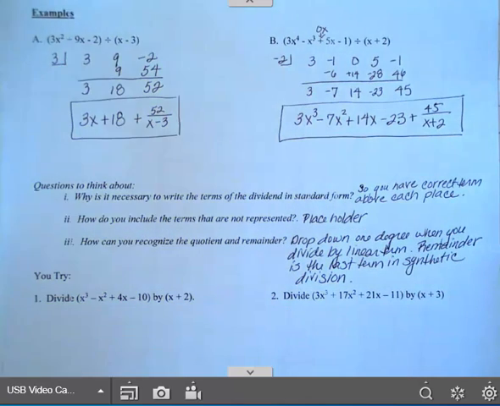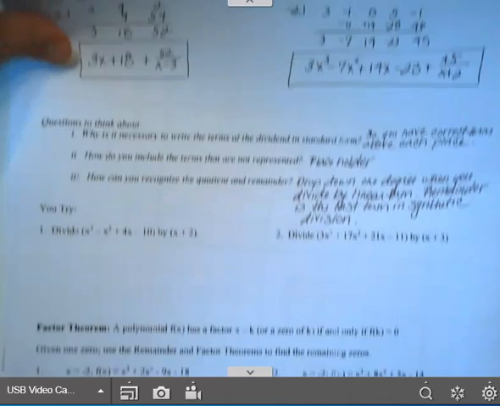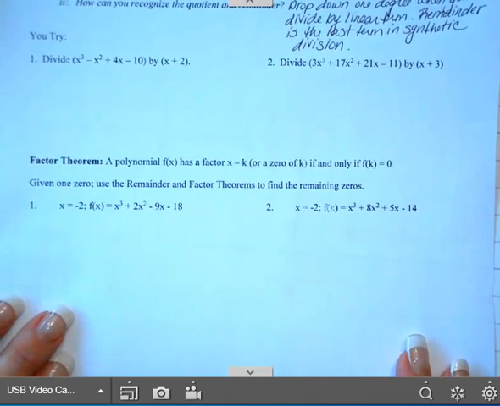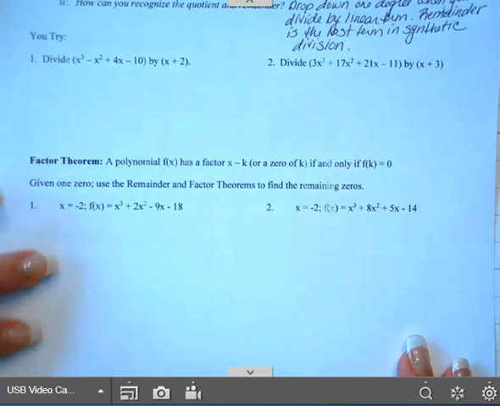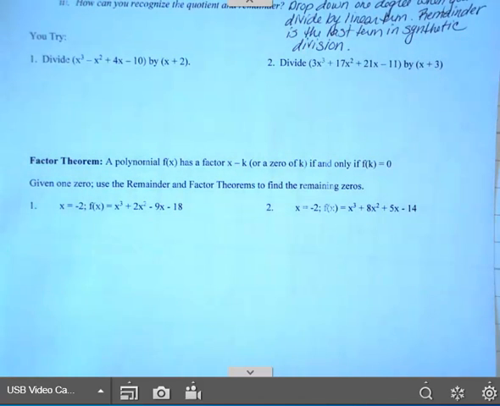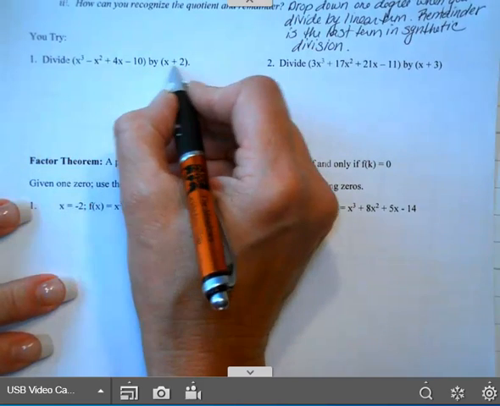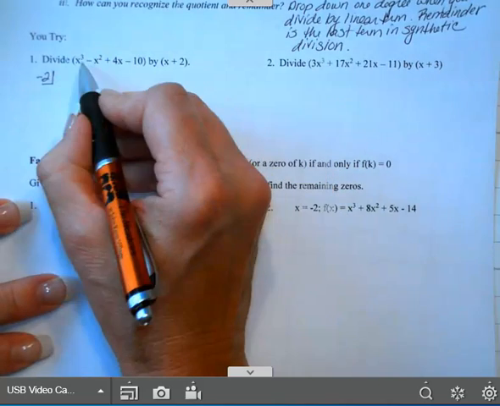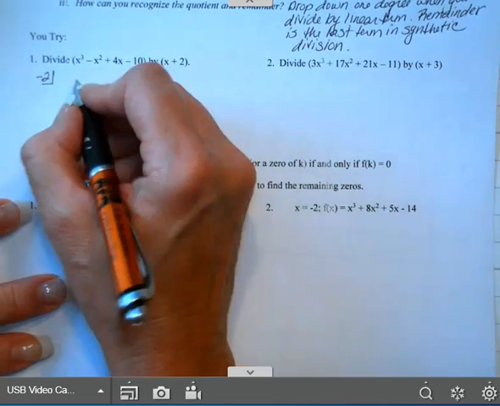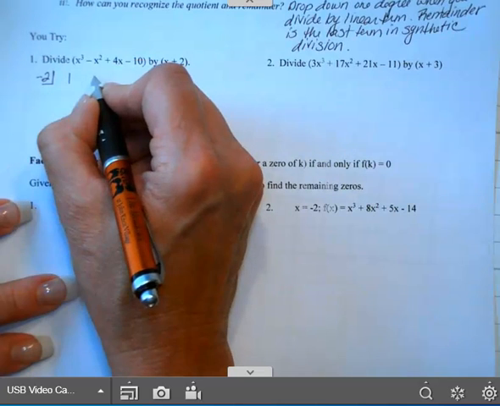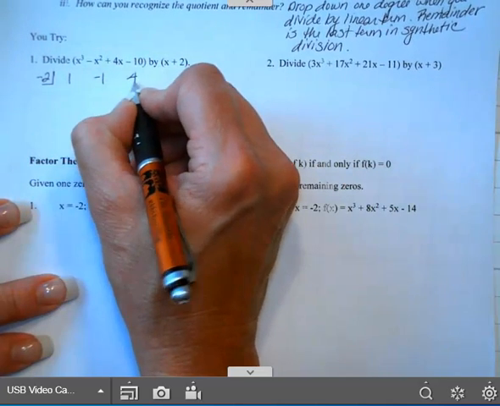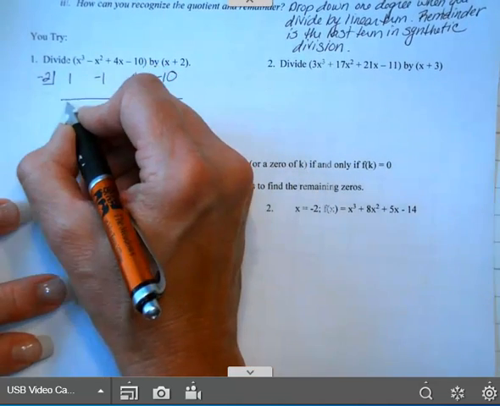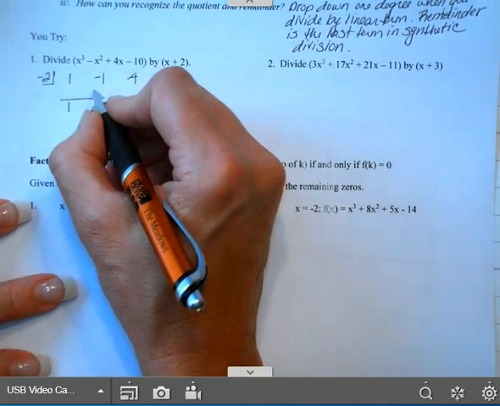Go ahead and pause this video and see if you can do the next two examples. Hopefully you paused it. On this one, the divisor, x plus 2, what makes that 0 is negative 2, so that's what goes in the box. I have 3, 2, 1, no x's, so all my places are covered. So 1, negative 1, 4, negative 10, write your coefficients down. Your first term drops down, and then multiply and add.